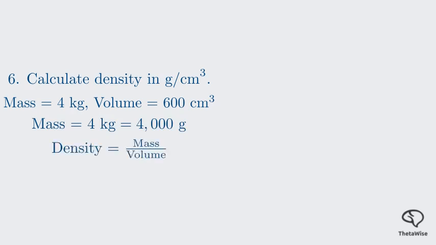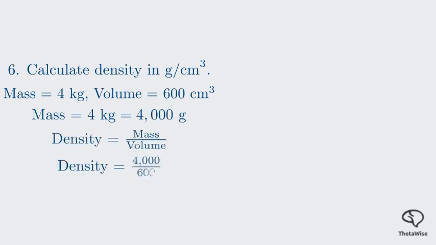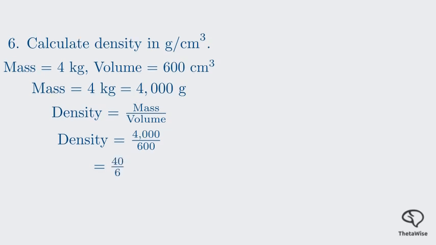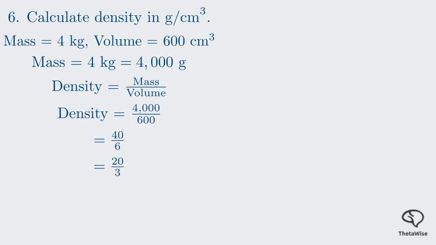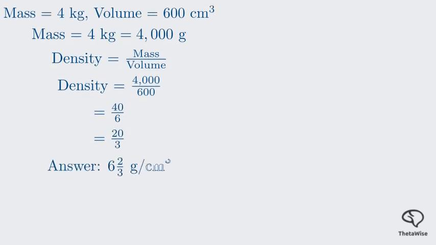Density equals mass divided by volume. Density equals 4,000 divided by 600. We can simplify this fraction by dividing both the numerator and denominator by 100. This further simplifies to 20 over 3. Answer: 6 2/3 grams per centimeter cubed.